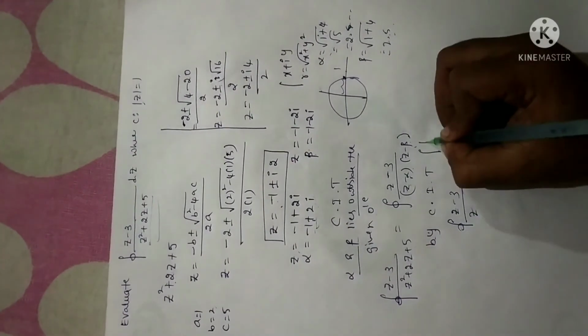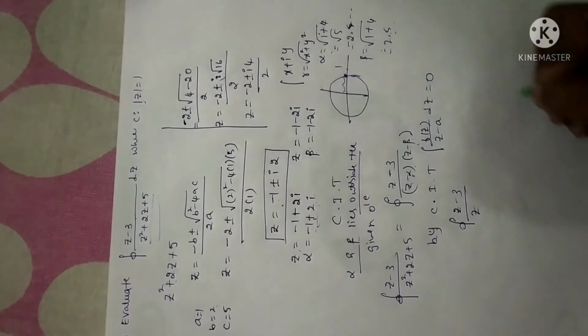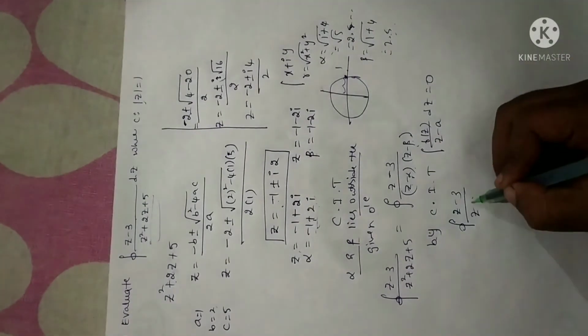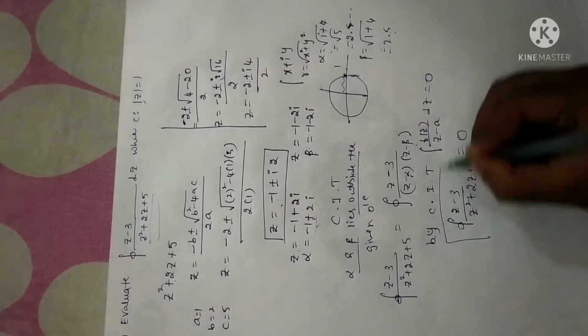What does Cauchy's integral theorem say? The integral of f of z divided by z minus a into dz is 0. So as per Cauchy's integral theorem, the given integral value is 0.